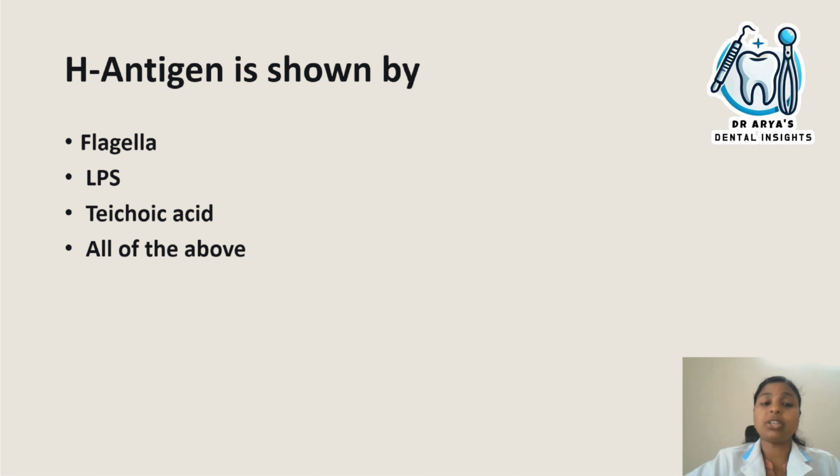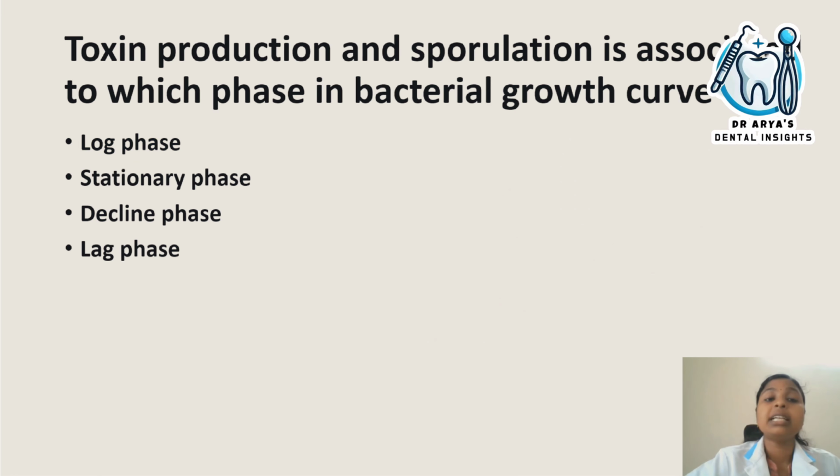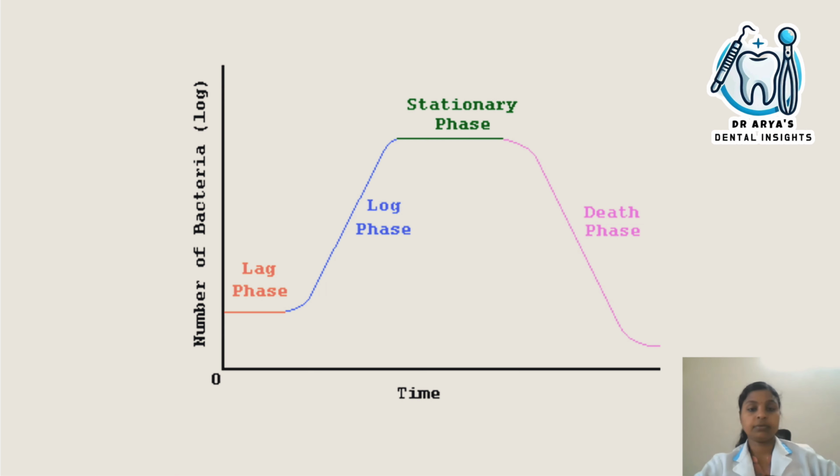H antigen is shown by, is it flagella, teichoic acid, LPS, or all of them? So the answer is flagella. Toxin production and sporulation is associated with which phase in the bacterial growth curve? Log phase, stationary phase, decline phase, or lag phase.